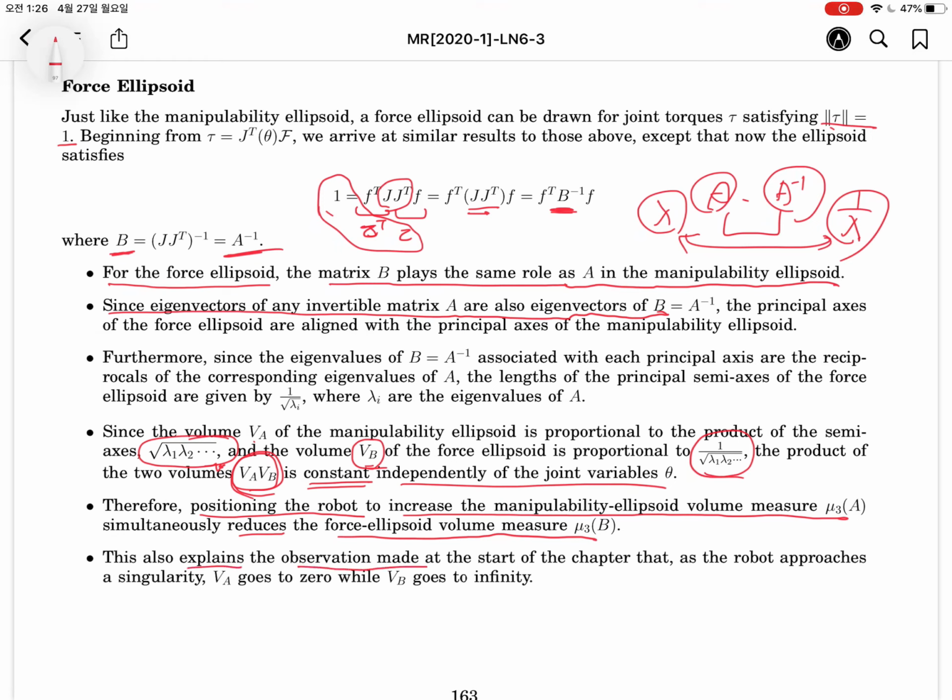So this explains the observation made at the start of the chapter. As the robot approaches the singularity, VA goes to 0. On the other hand, VB goes to infinity. Both have a reciprocal property in terms of eigenvalues.